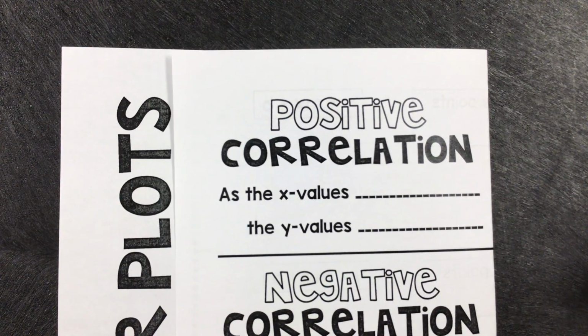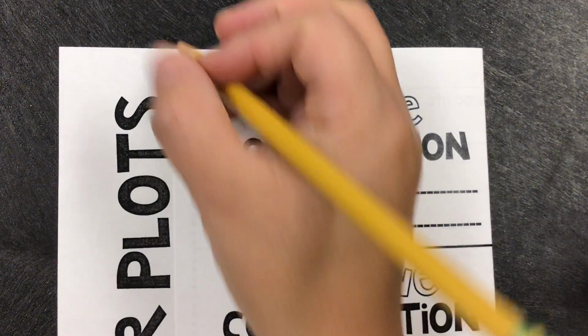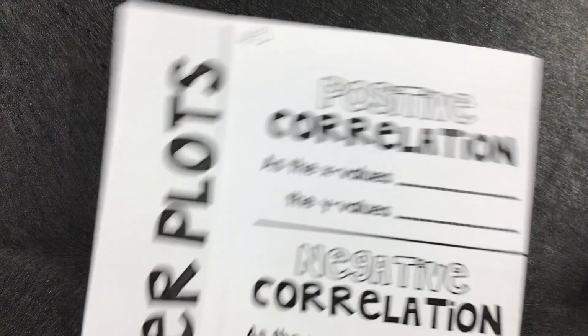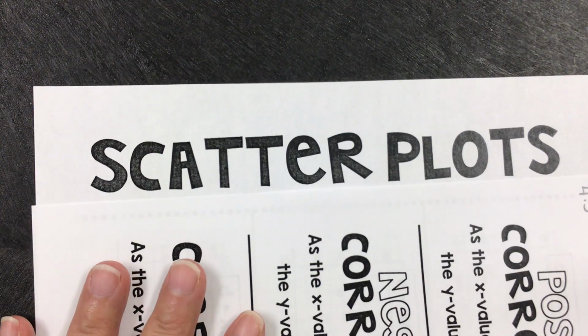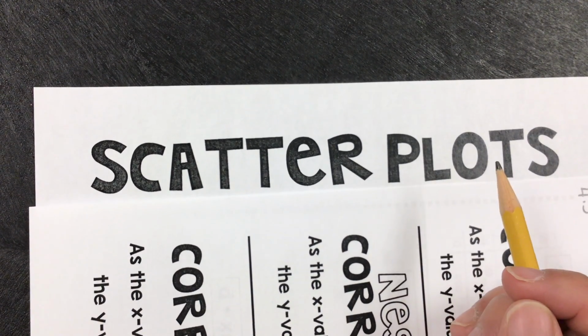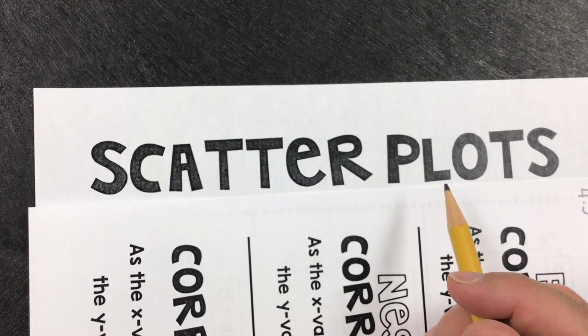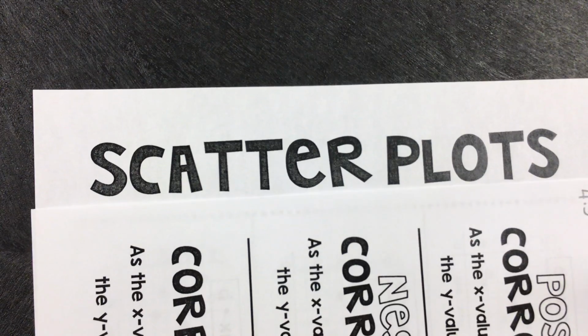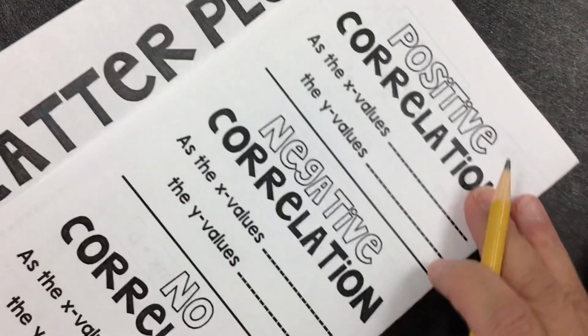This is the foldable for section 4.5. And what we're looking at today is scatter plots. What scatter plots really means is that you take natural information. It's not going to be exact. It's not going to be a pattern clearly because real life doesn't work that way.